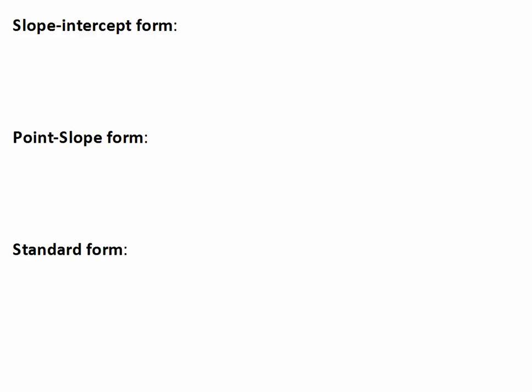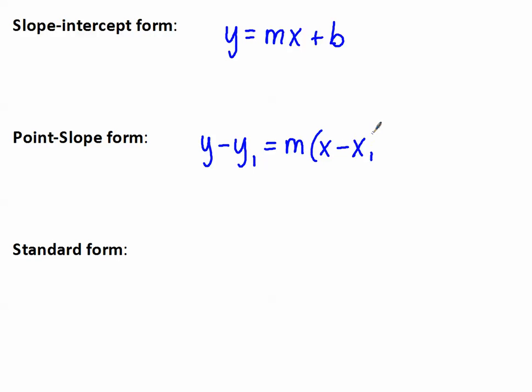There's three different forms for linear equations. Slope-intercept form is y equals mx plus b. Point-slope form is y minus y sub 1 equals m times x minus x sub 1. And standard form is capital A times x plus capital B times y equals capital C.